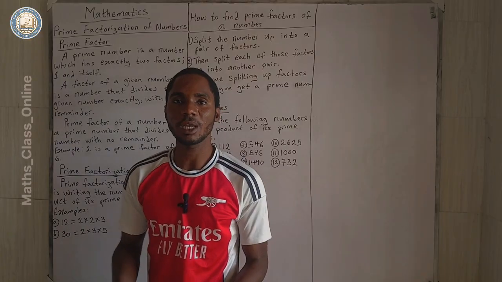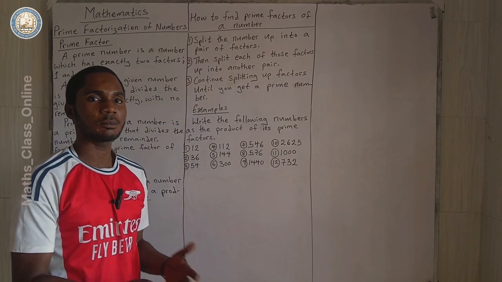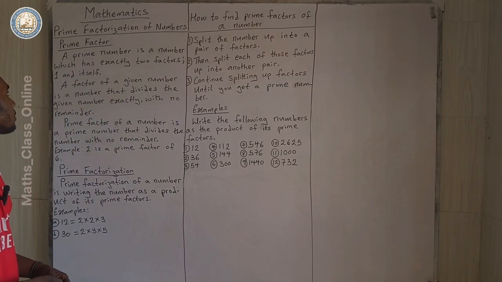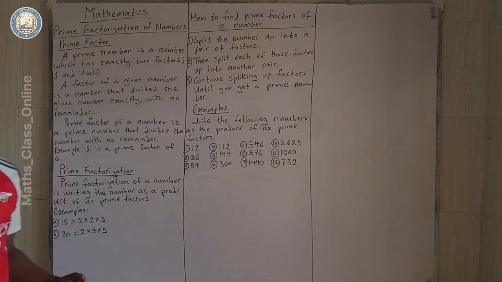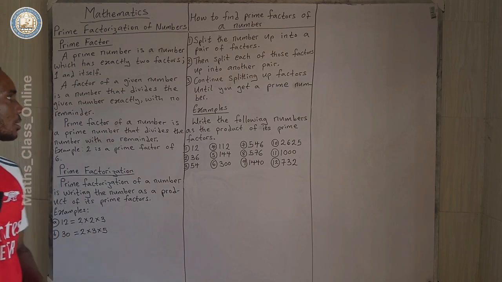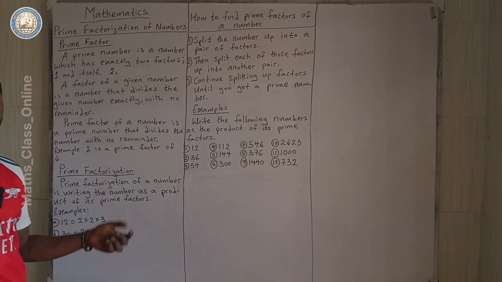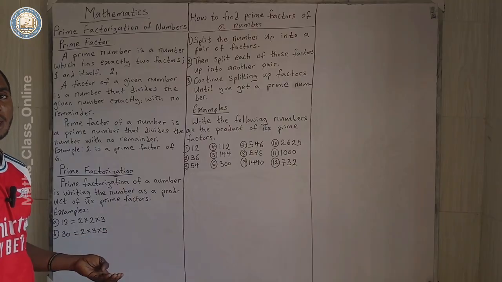First thing we need to know is prime factor. Prime factor is a combination of two words, prime and factor. What is prime? A prime number is a number which has exactly two factors, 1 and itself. This means any number that can only be divided by 1 and itself is called a prime number. Example, 2. 2 is a prime number because it can only be divided by 1 and itself.